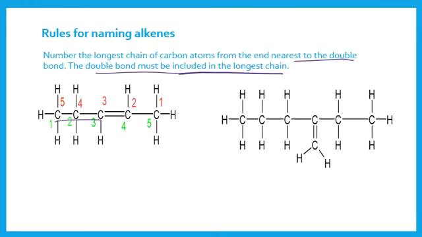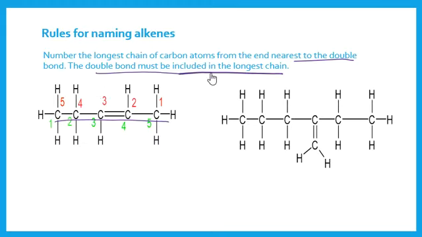So this is the chain of carbon atoms with the double bond, and now we need to choose the numbering. If you look, you can see that we've got red numbers, meaning the chain of carbon atoms has been numbered from right to left, and it's also been numbered from left to right with the green numbers. Okay, so which numbering is correct if we were to choose? Is it the red numbering or the green numbering?